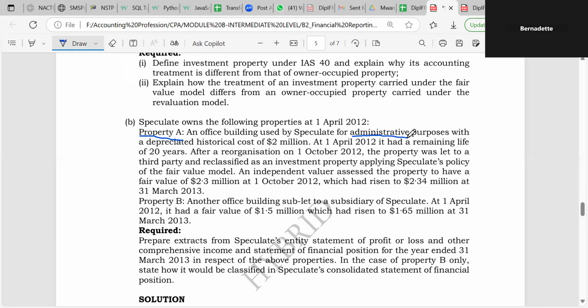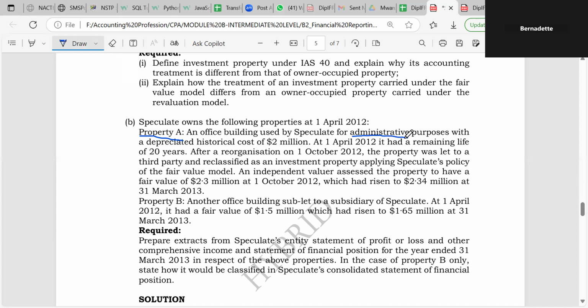Do not say the word depreciation. Under IAS 40, you can use the cost model or fair value model. If you use the cost model, you do the same as IAS 16. You also depreciate. Yes, you see that? You're very right. So it works at the purpose for administrative purpose.